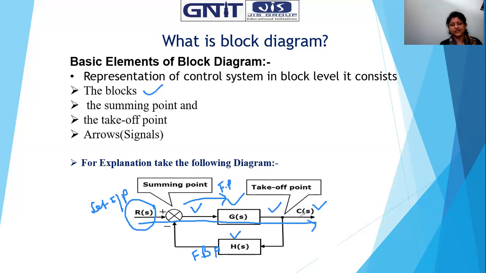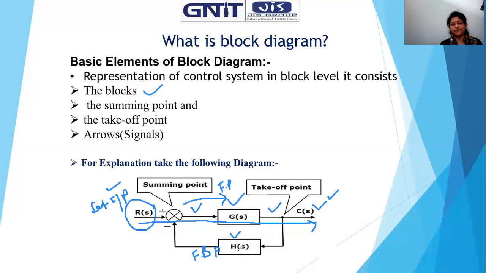So we are assigning the path coming from R to C as the forward path. Why forward path? It is the convention that it starts from the set point towards the control variable. Whatever blocks are involved, we are considering only the G(s) block, which offers the transfer function of the forward path associated system.